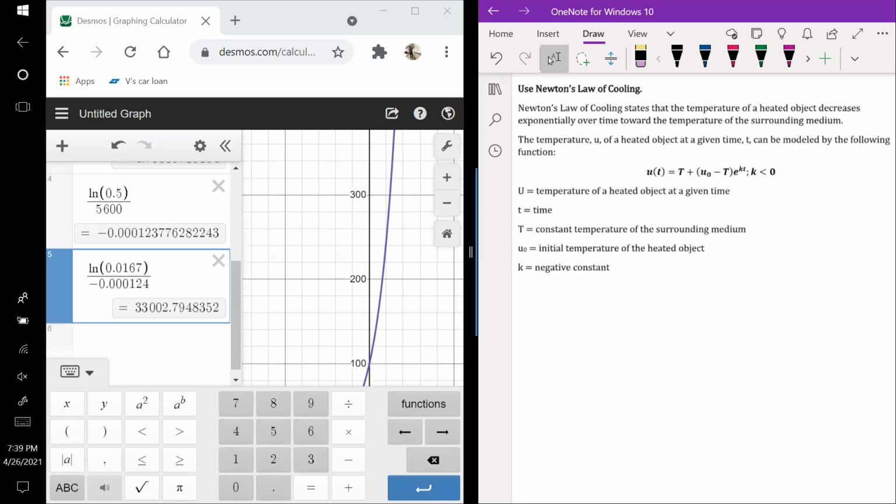Okay, so U of t will be the final temperature. T is, of course, time. Capital T is your constant temperature of the surrounding medium, basically room temperature. U initial is the initial heat of the object, and k is your negative constant. All right.